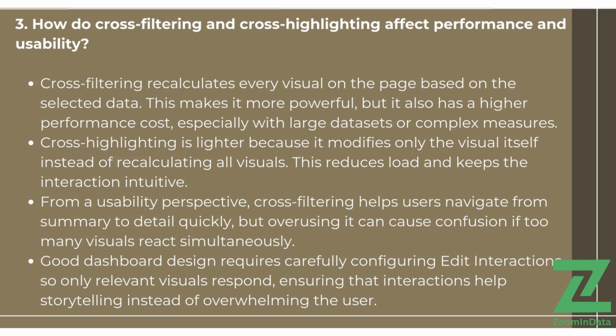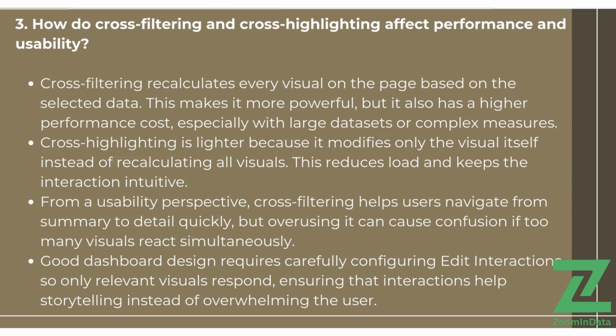Cross-filtering recalculates every visual on the page based on the selected data. This makes it more powerful, but it also has a higher performance cost, especially with large datasets or complex measures. Cross-highlighting is lighter because it modifies only the visual itself instead of recalculating all visuals. This reduces load and keeps the interaction intuitive.